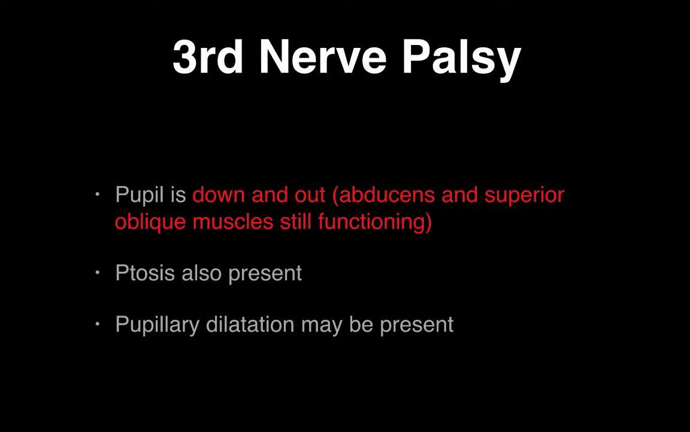In terms of 3rd nerve palsies, the pupil is going to be down and out. This is the classic thing you'll hear about 3rd nerve palsy, the down and out pupil. And that's because the abducens and superior oblique muscles are still functioning. You may also see ptosis, and you may also see pupillary dilatation. Usually in patients with an ischemic etiology for the 3rd nerve palsy, there's not pupillary dilatation. That usually occurs when there's a compressive lesion.